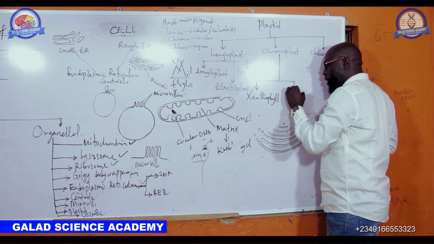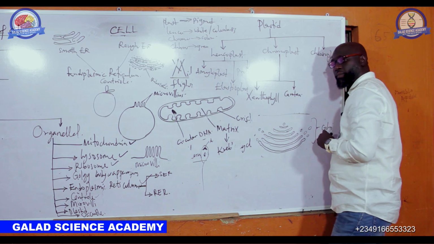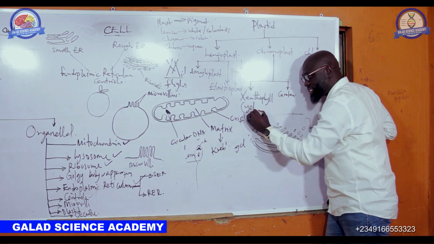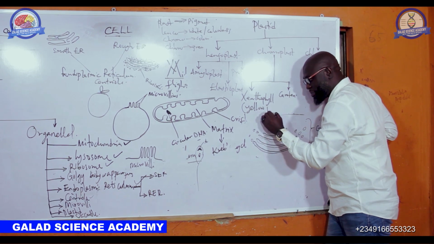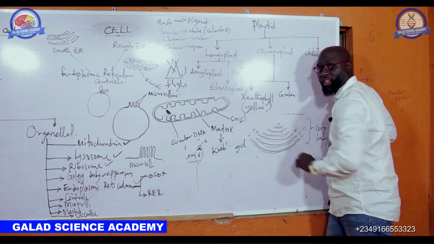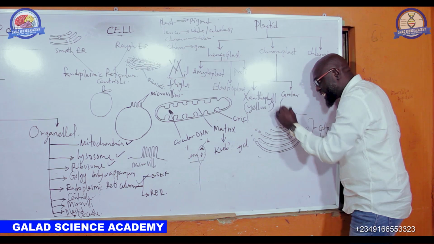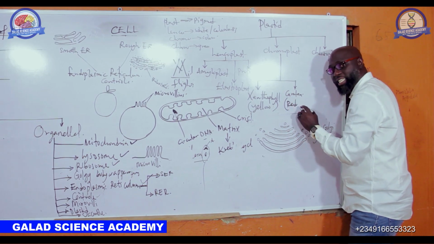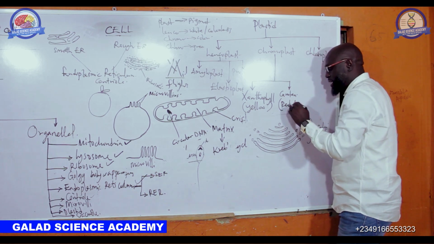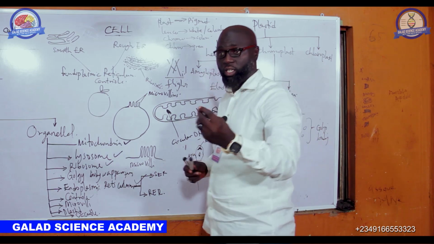And we have what we call carotene. This xanthophyll is a yellow pigment in what? In plants. The yellow pigment we have in plant is called what? Xanthophyll. And the carotene is a red pigment we have in what? In plant. This carotene can be found in the beta carotene, carrot.